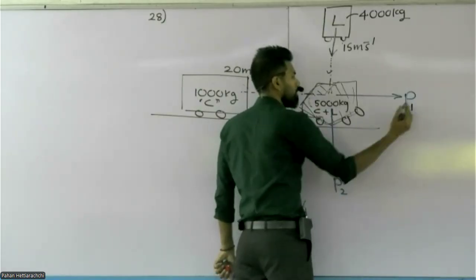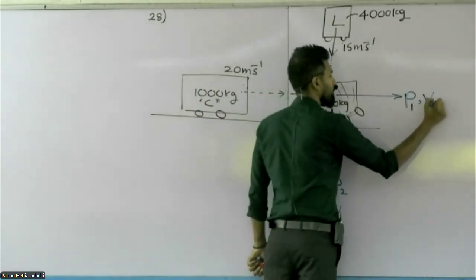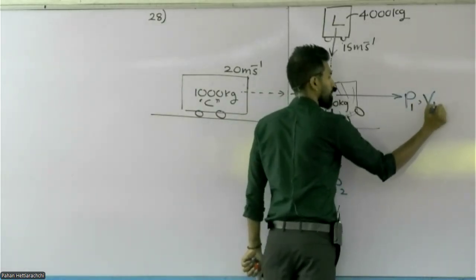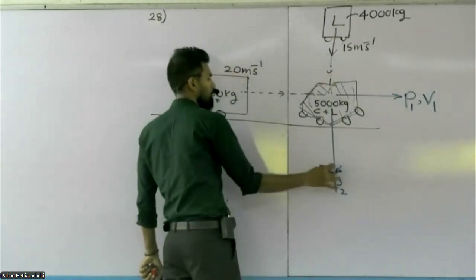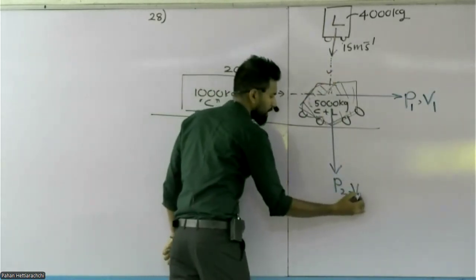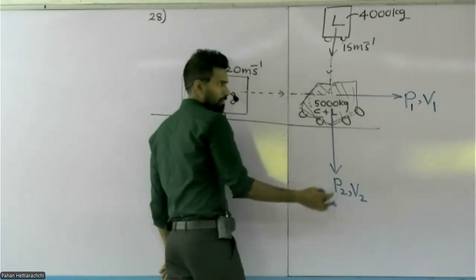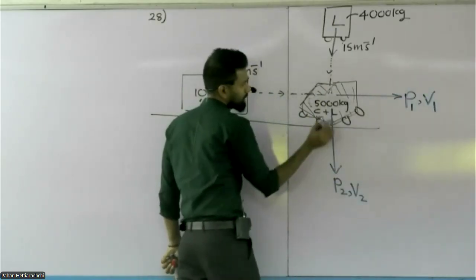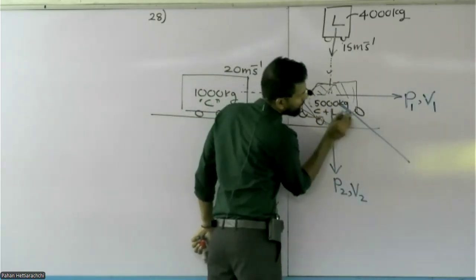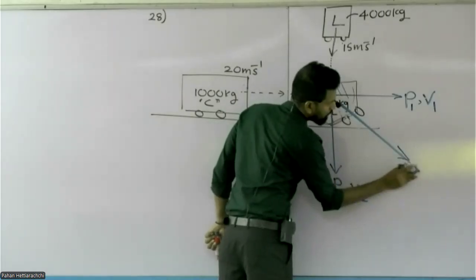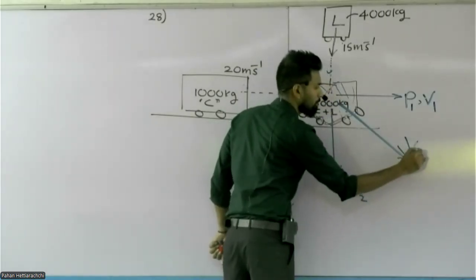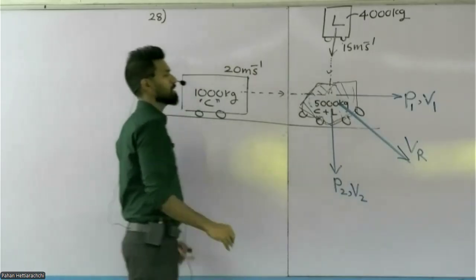Related to this momentum, there will be a velocity V1 in this direction. Related to this momentum, there will be a velocity V2 in this direction. When there are two perpendicular velocities, the object will move in a direction like this with a velocity VR. First, we have to find this VR.